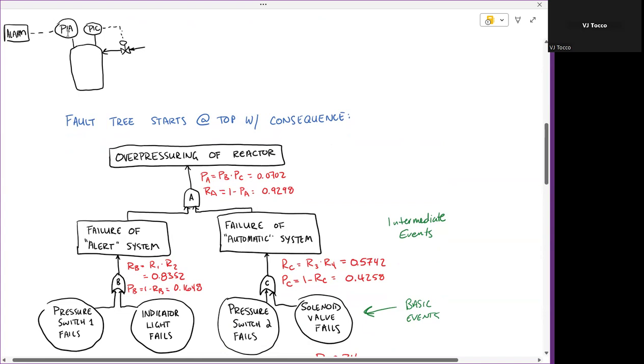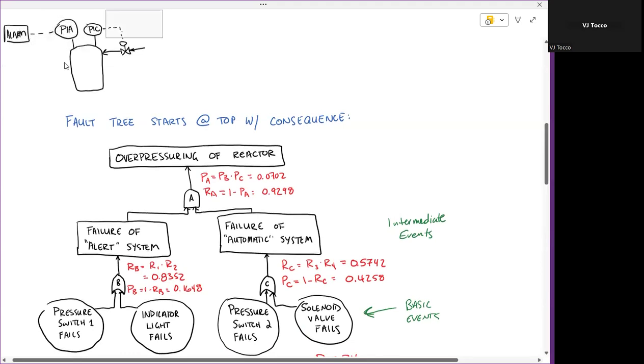And whenever I use the words both, parallel, these are all indicators that an AND gate would be the thing to consider. So in other words, if the overpressuring of the reactor were to occur, it would require this system to fail and this system to fail. And the use of the word and is what leads me to use an AND gate for this bit of logical structure. All right, so now we've got two things that go into our AND gate.